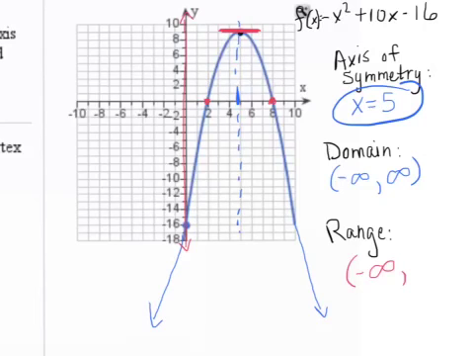And that number was the other part of our vertex. We had the y coordinate from our vertex, and that was 9. And it actually stops there. And so we have a bracket for that one because it actually does touch at 9. And that's how you find your range.